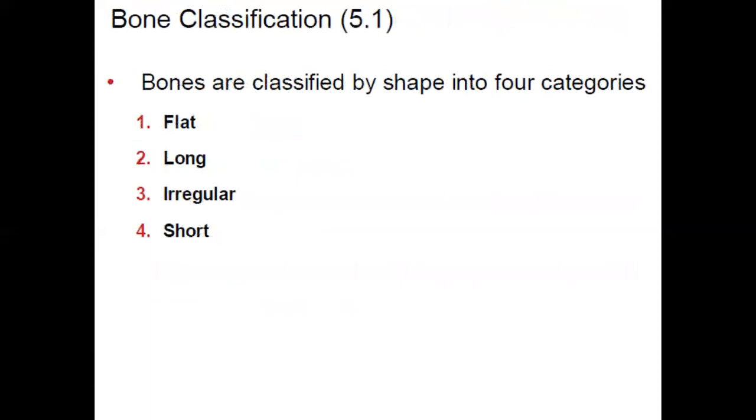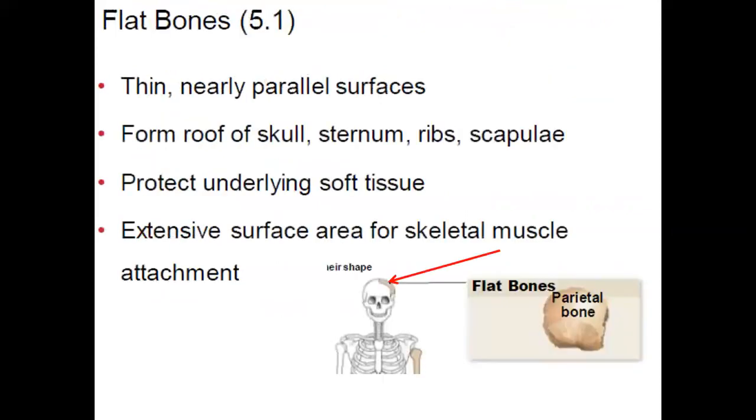We classify bones by shape, and they're classified into 4 different categories listed here. We're going to go through them individually and discuss examples of each shape, like a flat bone. Thin and almost a parallel surface. Most flat bones form the roof of the skull. So you've got bones that we'll talk about. There's one pointed to here with the red arrow. This bone is called the parietal bone. It's a flat bone of the skull.